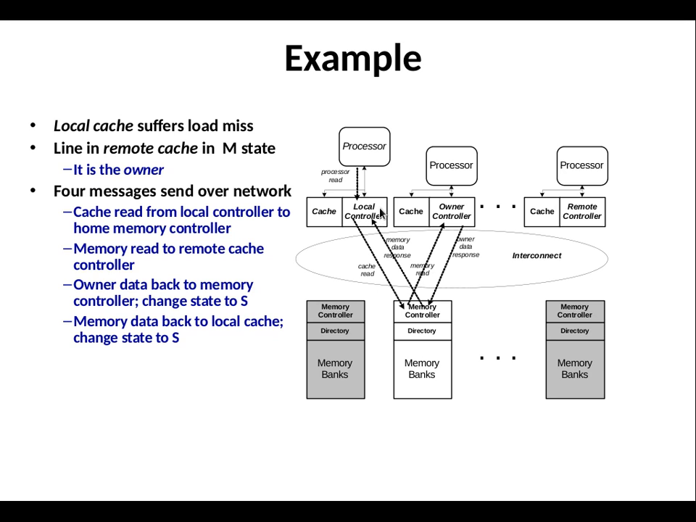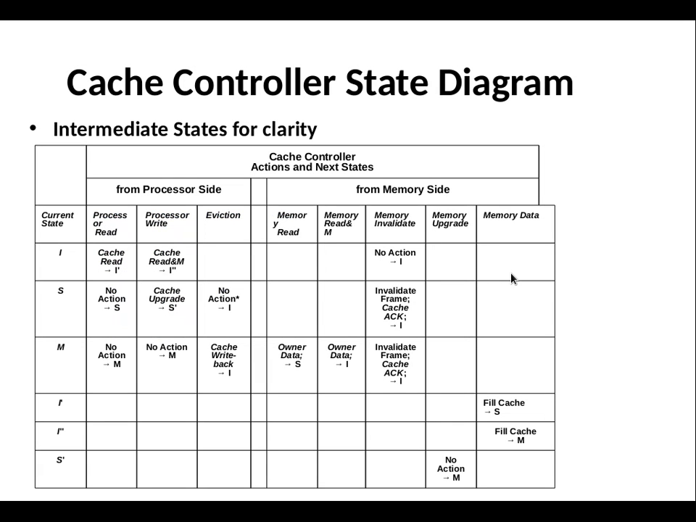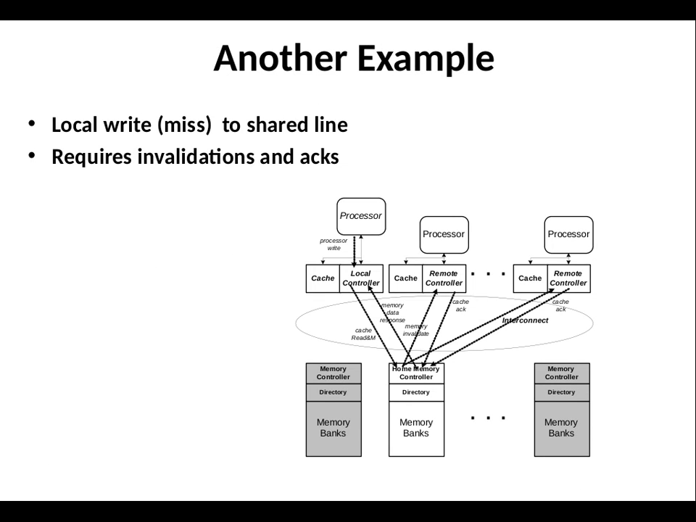Local cache suffers a miss. Line in remote cache is in M state. It is now the owner. It reads from the local controller to the home memory controller up here. Memory reads the cache, so it updates its memory controller as well. Owner data goes back to memory, changed to S. So he goes to S, and he should go to O is what should happen. You are interacting with the controller, but luckily these two things can happen somewhat in parallel because your interconnect does not have to be a bus anymore. And this does not matter.